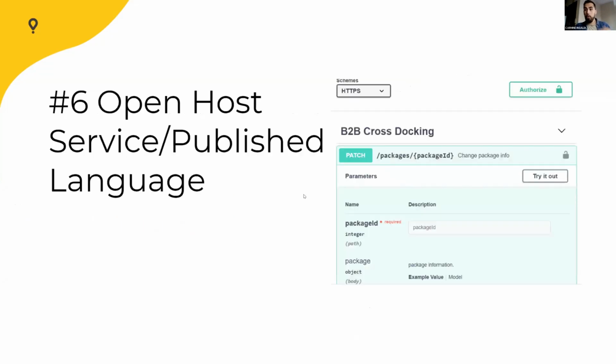Or things could be more open, more wide, using, for example, REST APIs, or even asynchronous APIs with documentation that often is provided by third-party services or also by internal teams. We call these open host services and published language. But again, this is not about collaboration, it's more about integration.